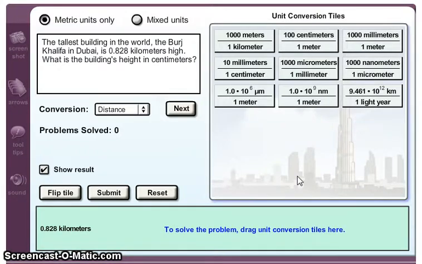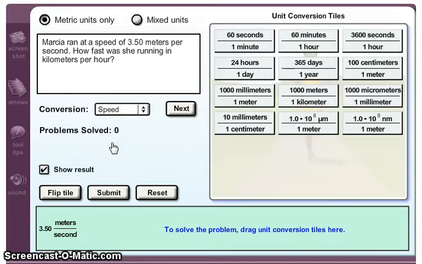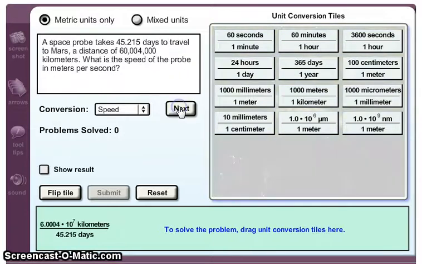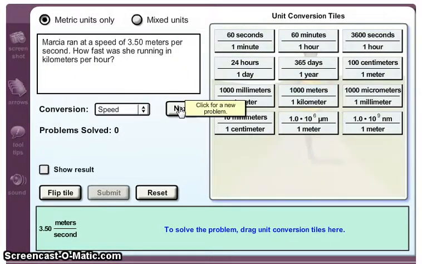All right, on to activity letter C. Now we are looking at speed instead of distance, and metric units. It says turn off show results. And we want to find the one about, oh, I went past it, the one about Marcia here. And it asks you to try and figure out, so we had 350 meters per second. How fast was she running in kilometers? So we have meters per second, and we're trying to find out kilometers per hour.